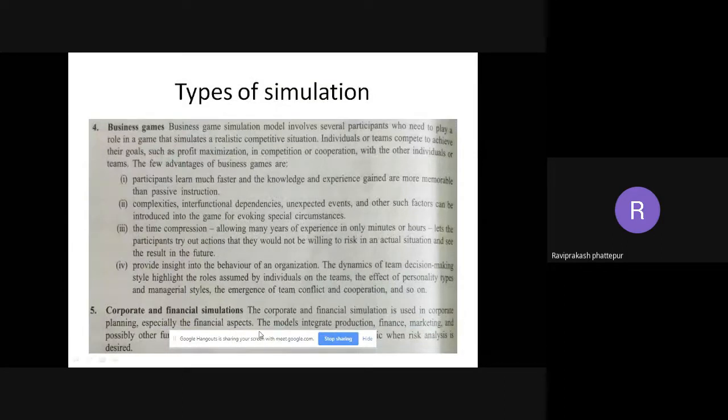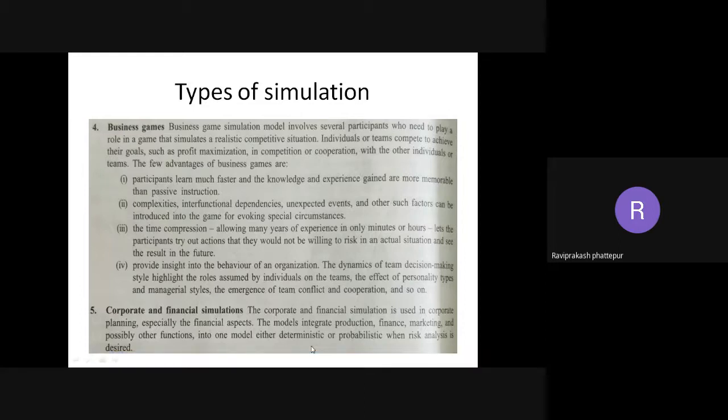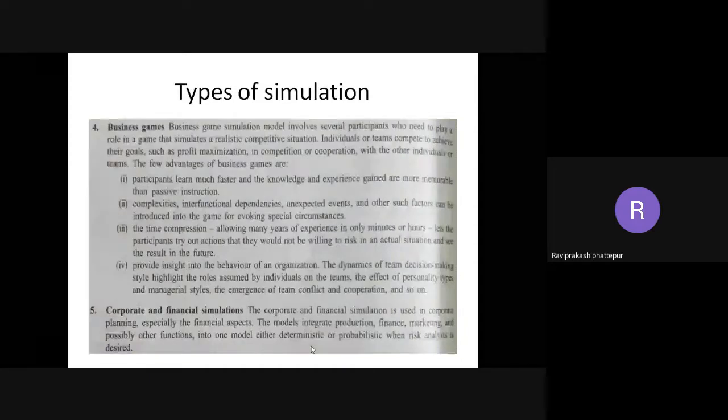Then corporate and financial simulations. What are these? The corporate and financial simulation is used in corporate planning, especially in financial aspects. The models integrate production, finance, marketing, and possibly other functions into one model, either deterministic or probabilistic when risk analysis is desired. What this means is, for example, you want to buy a company. How well will your company and the company you are buying work together? For example, a car manufacturer is buying another car manufacturer.